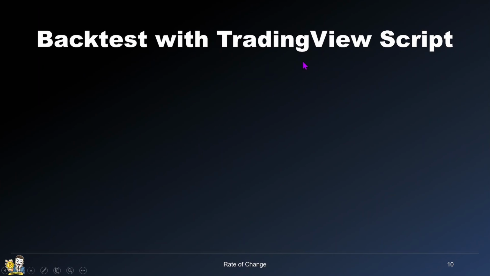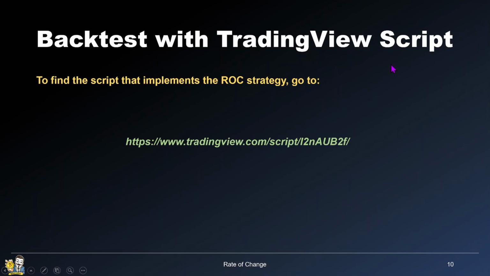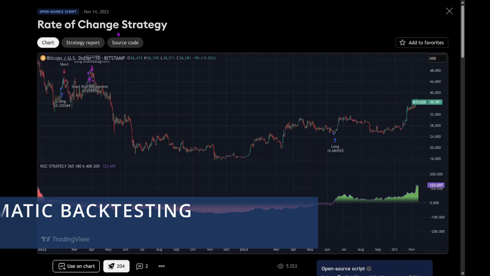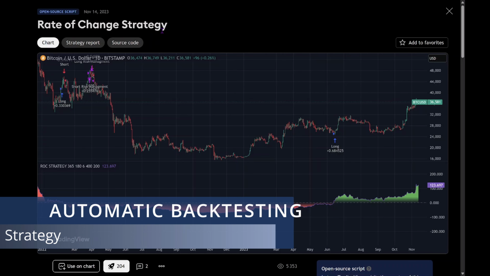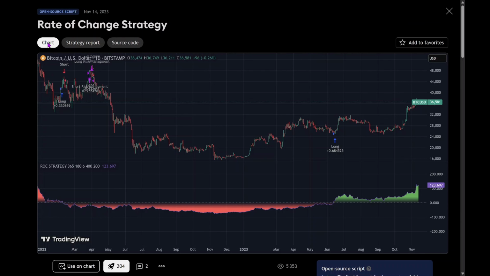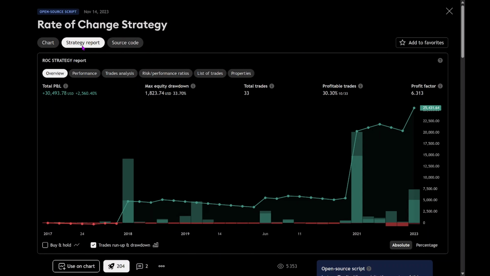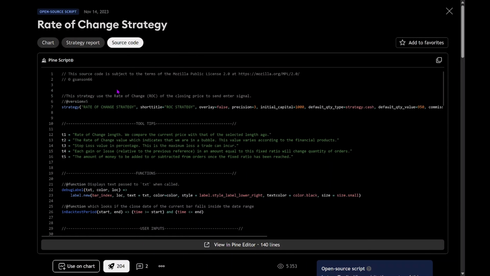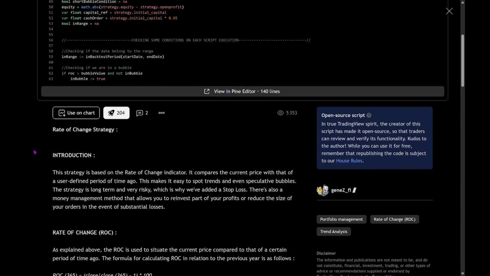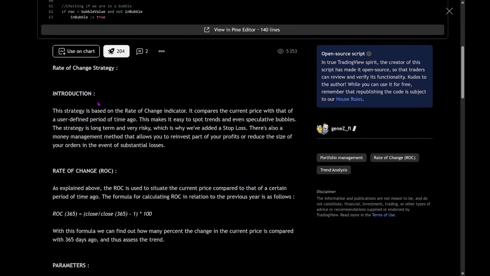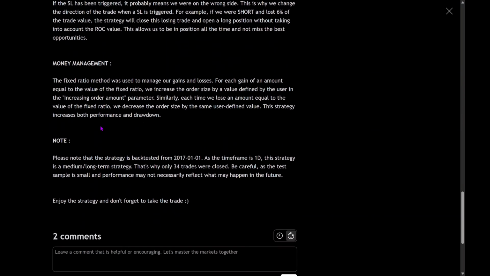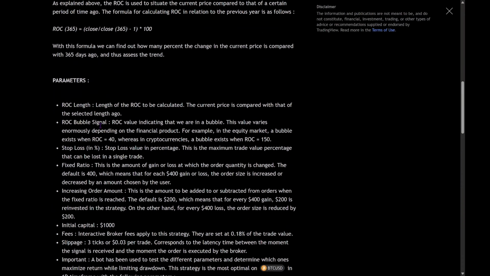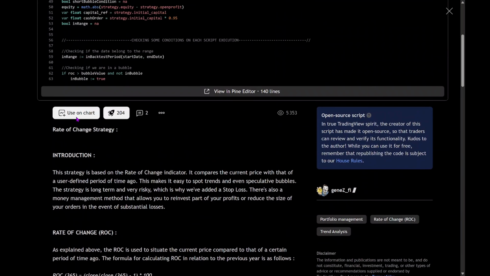You can do it with a TradingView script that I created. To find the script, please go to this link. We land on this page, and here we have the open source script about the rate of change strategy. We have the chart right here, the strategy report feature, and the source code of the script. If I scroll down, we can see the full description of the strategy with parameters, long conditions, short conditions, risk management, money management, and so on. To use the script, you just click on this button, Use on Chart.